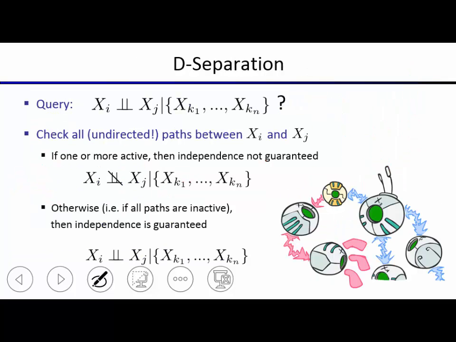All right? So we would get a query, are xi and xj independent given some evidence variables? We would check all paths between xi and xj, ignoring directions of edges, any path between xi and xj. If one or more is active, independence cannot be guaranteed. It could still be there. Somebody could have picked tables that make them independent, but just from looking at the structure, we cannot guarantee anything about independence. If all paths are inactive, then we can make the guarantee.